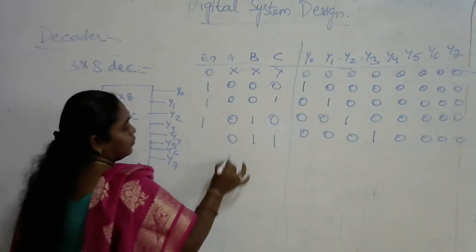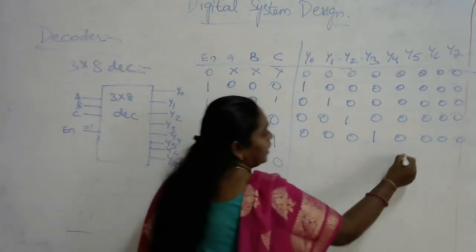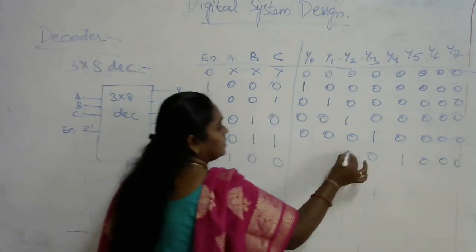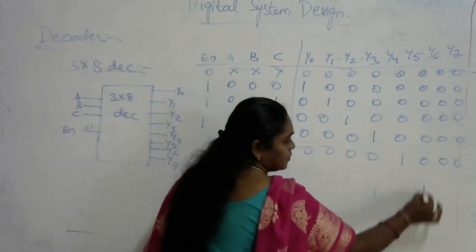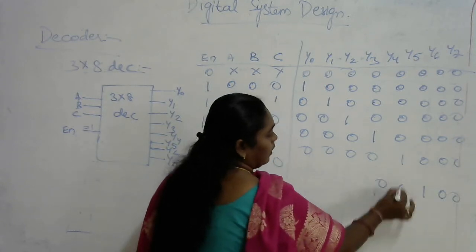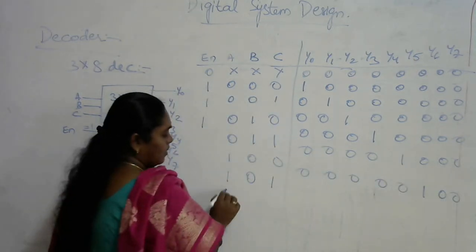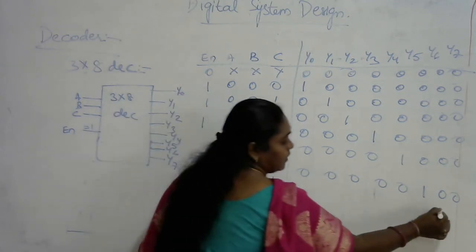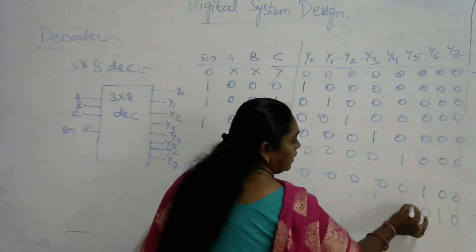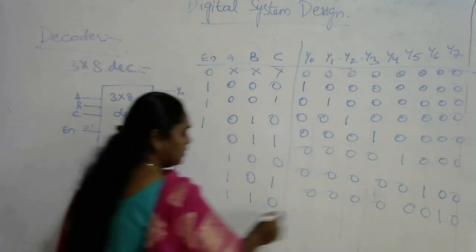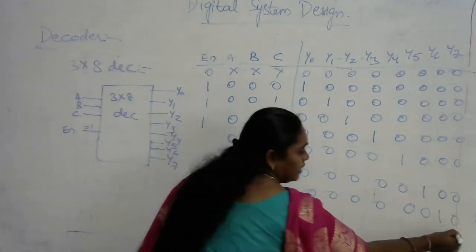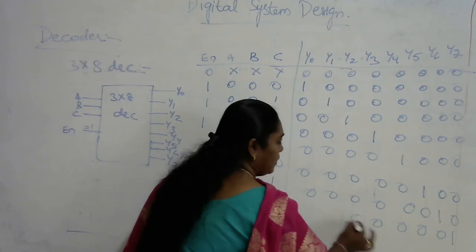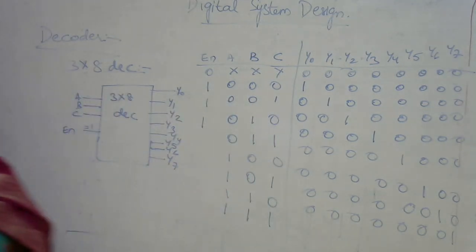If it is 1, 0, 0, Y4 is 1 and all the remaining are equivalent to zeros. 1, 0, 1 is equivalent to 5, so Y5 is 1 and all the remaining are zeros. 1, 1, 0 is Y6, which is 1, and all the remaining are zeros. And the last case is triple 1, that is Y7. So Y7 is 1 and all the leftover will be zeros. This is the truth table of a 3 by 8 decoder.